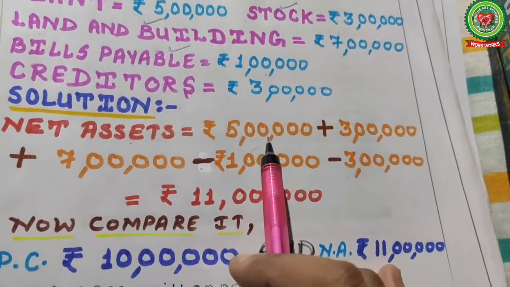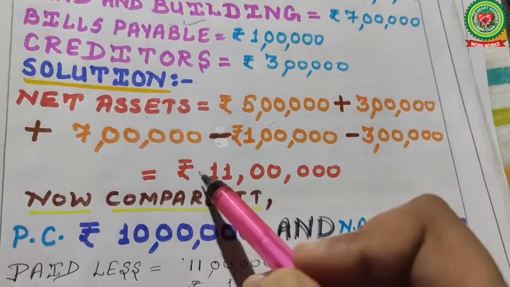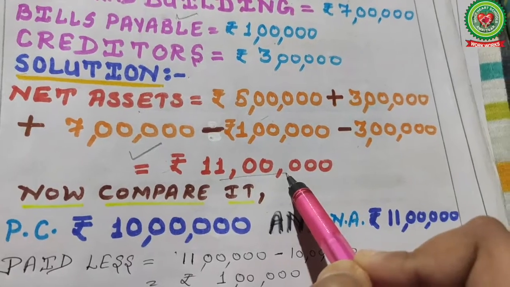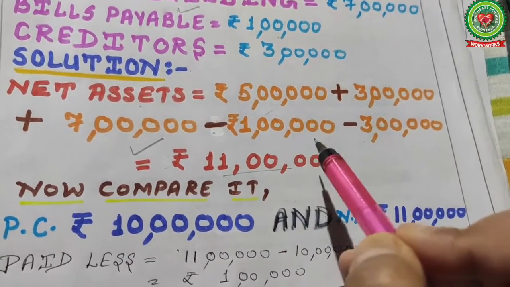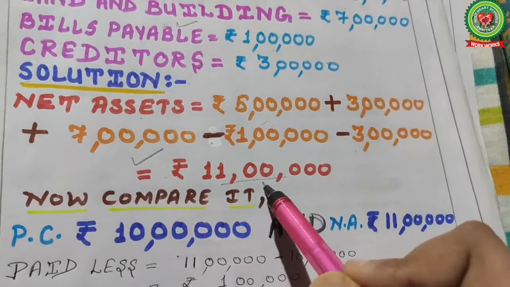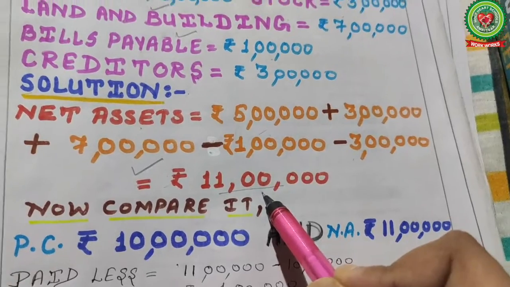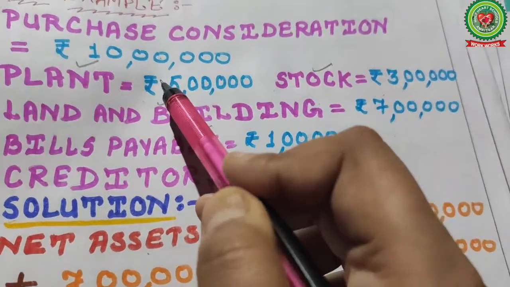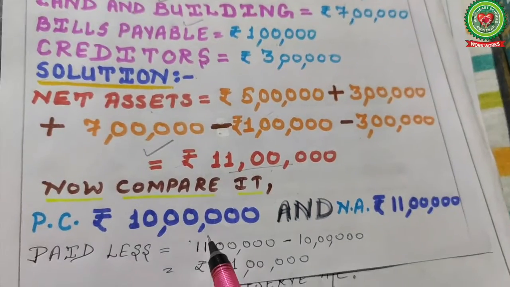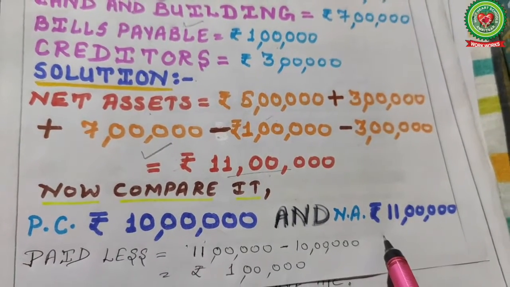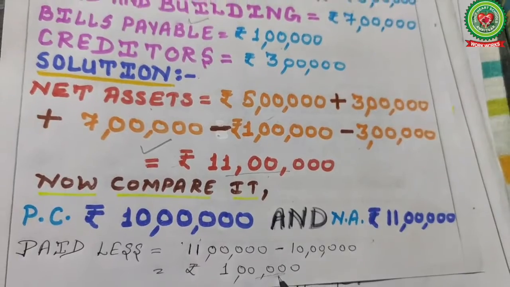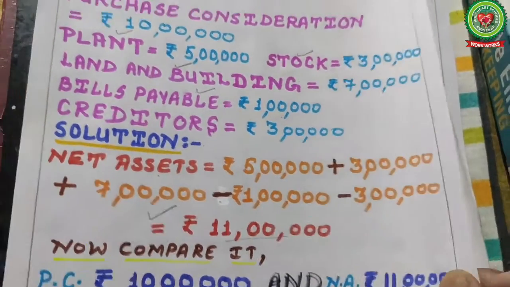Total net worth: you purchase the business and the value you derive here is 11 lakh after excluding the liabilities. So 11 lakh worth of business, but your purchase consideration is 10 lakh. It means less as compared to the net assets you received, a 1 lakh benefit here.